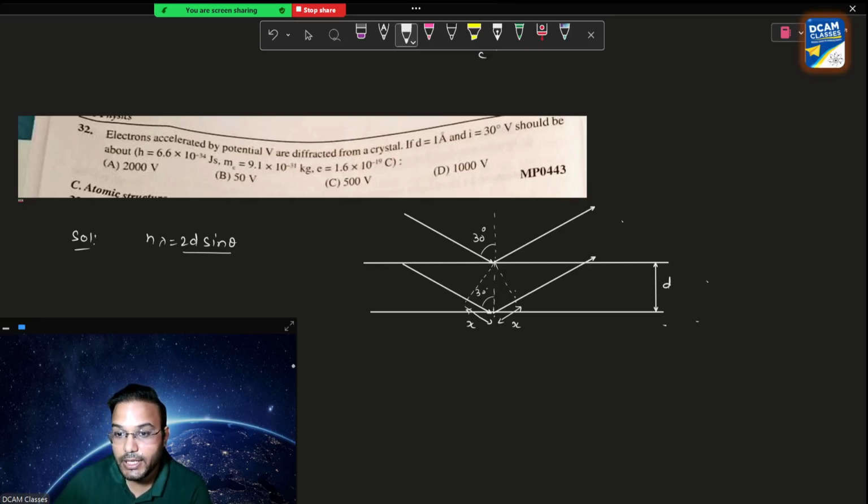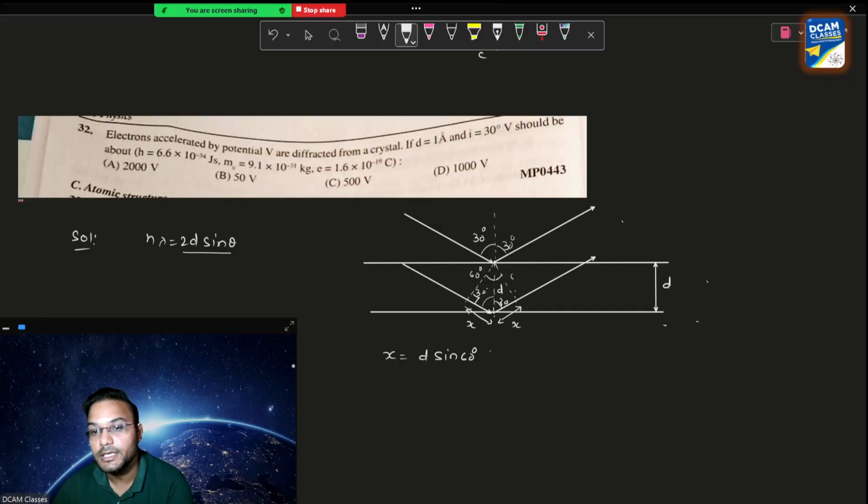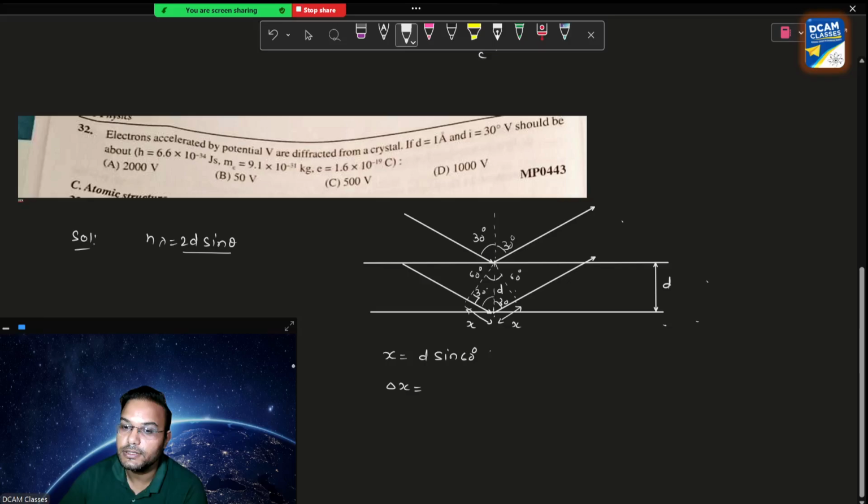If this is 30 degree, this is 90 degree, this should be 60 degree. And this distance we know. So x will be equal to d sine 60. Here also same thing. This is 30 degree. This is 90, this is 60 degree. Same thing, everything. So the total path difference delta x is 2d sine 60.